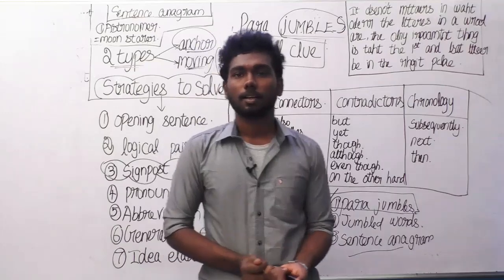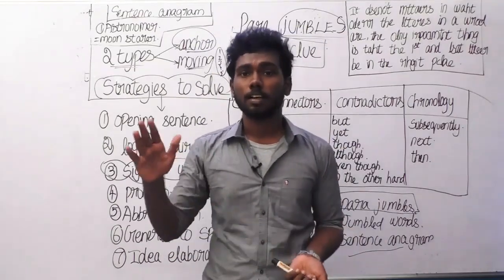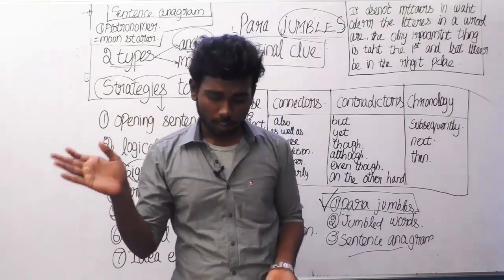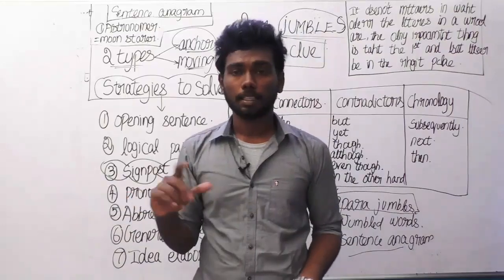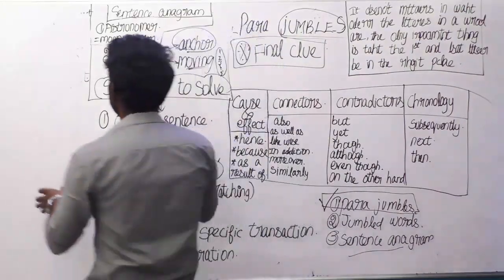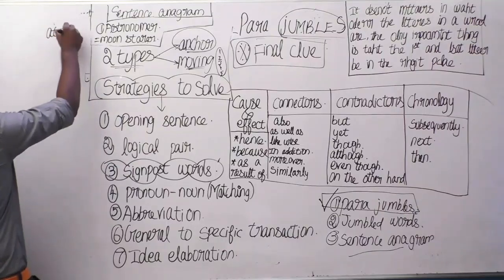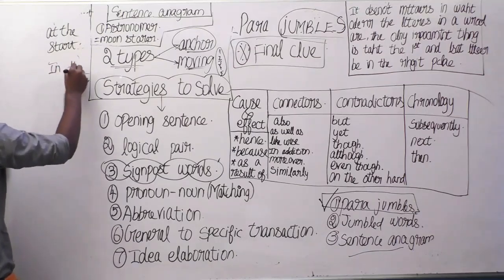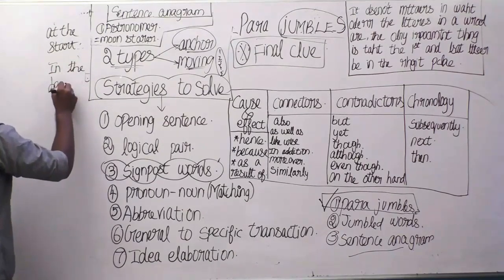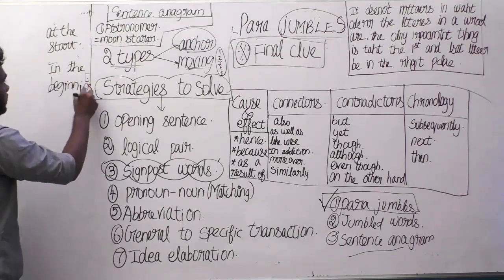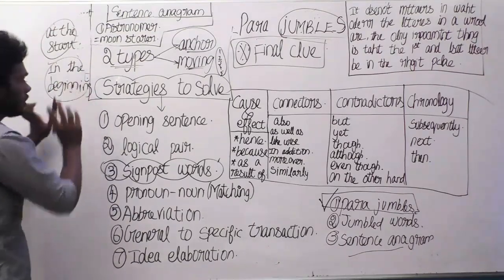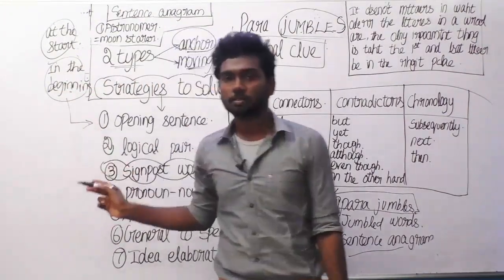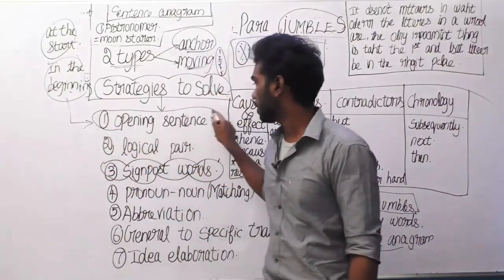It's a very easy thing they will give initially, at the start, in the beginning. Firstly, these are the words, like I will write it here: at the start, in the beginning. If a sentence has words like this, obviously this is going to be the first sentence. These clues are like laddu clues for us. Very easy clues to understand the opening sentence.